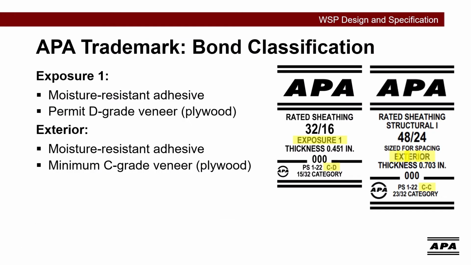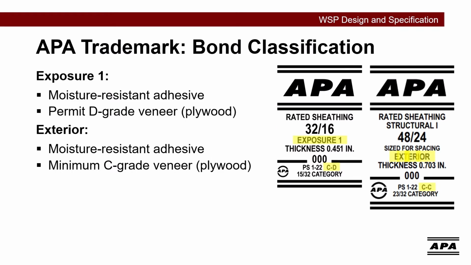Let's take a closer look at bond classification, which can be either Exposure 1 or Exterior, and relates to moisture resistance of the glue bonds in the panel. The bond classification does not affect the strength and stiffness or span rating of wood structural panels when used as intended. Panels with Exposure 1 and Exterior bond classifications use the same moisture-resistant adhesives. The quality of the veneers in the panels are what differentiates the bond classification grades.